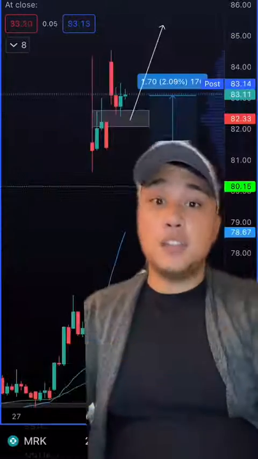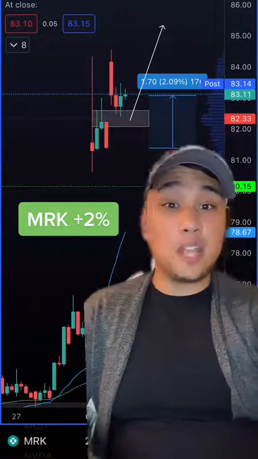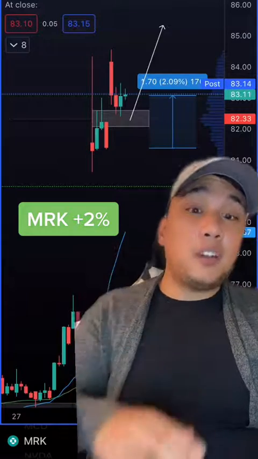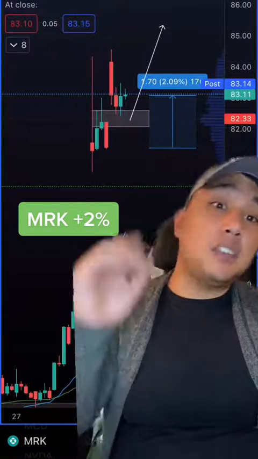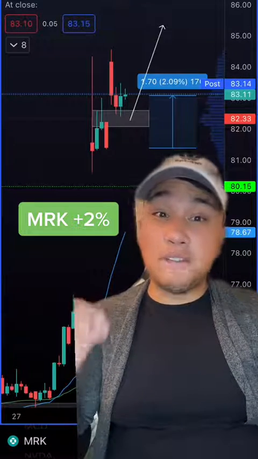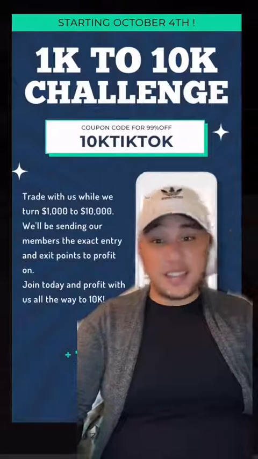So let's talk about the play that I picked for our 1K to 10K challenge. This one is MRK. This morning, when the market dropped negative 2%, MRK still gapped up and ended the day with positive 2%. If MRK is still making gains during a fat red day, what does that say about the stock? I hope you guys can answer that last question.